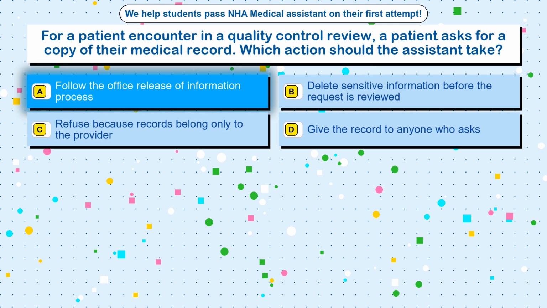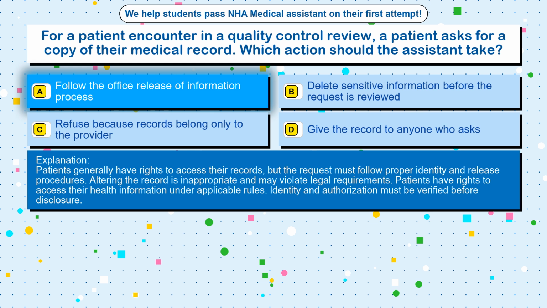Follow the office release of information process. Patients generally have rights to access their records, but the request must follow proper identity and release procedures. Altering the record is inappropriate and may violate legal requirements. Patients have rights to access their health information under applicable rules. Identity and authorization must be verified before disclosure.